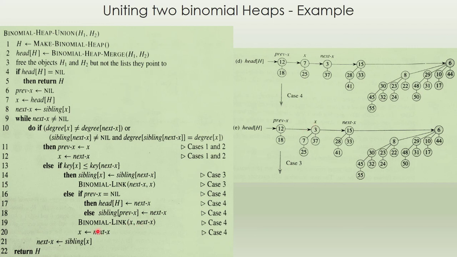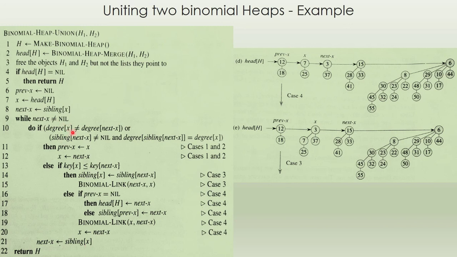Next, one more statement is there: x equal to next x. So here actually 7 is removed from the root list. Actually x was pointing to 7. So when 7 is removed from the root list, x will be pointing to 3. Now x is pointing to 3, and next x equal to sibling of x. So 15 will become next x. Again next x not equal to nil, so again this condition will be checked.